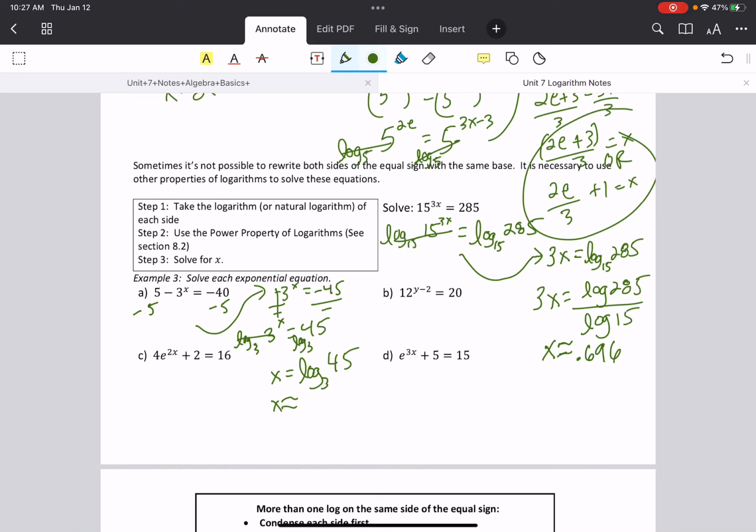But 45 can't be written like one of our exponents I have written here on the board, right? So that's how I knew it was a calculator allowed, okay? So then I go log 45 over log 3, and I'm left with 3.465.